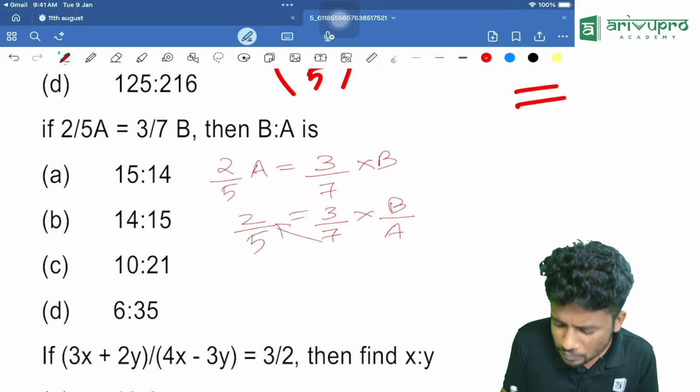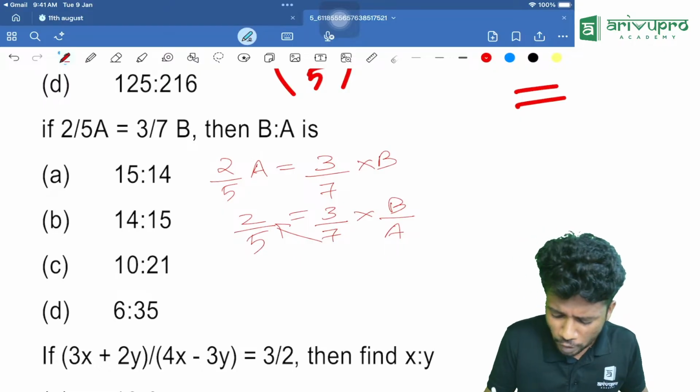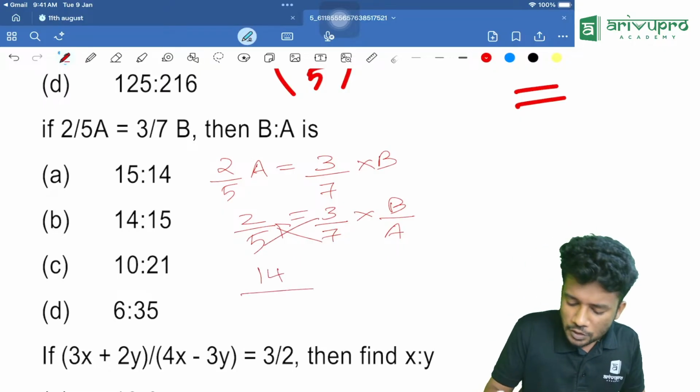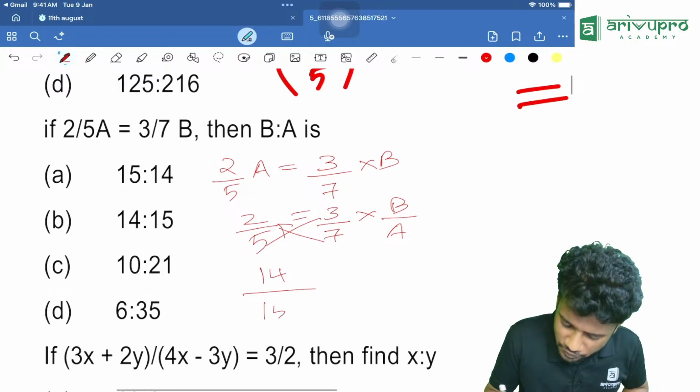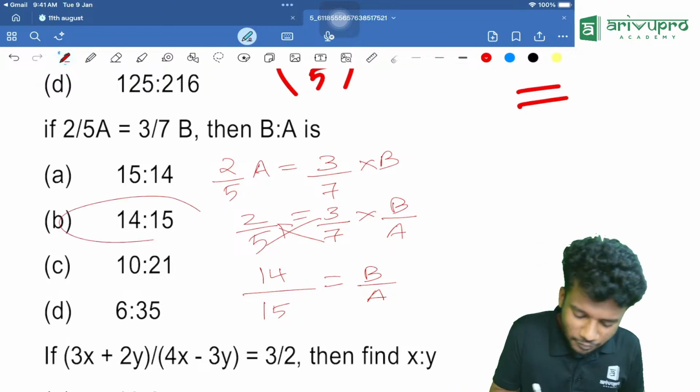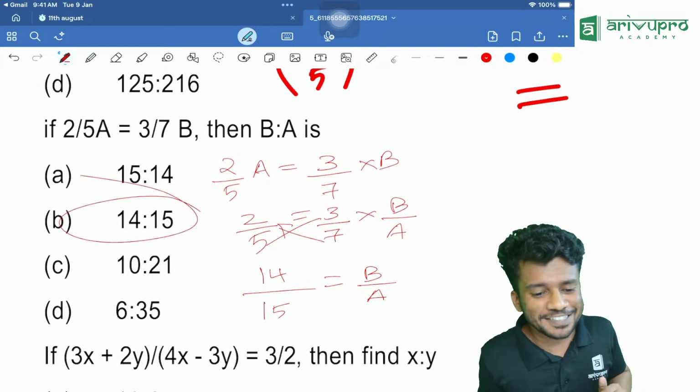That means 7 goes to the other side. 7 into 2 is 14, divided by 3 into 5, which is 15, equal to B by A. That means our answer is 14 is to 15.